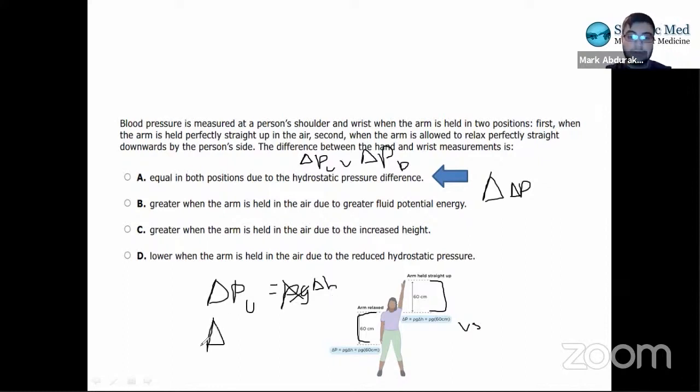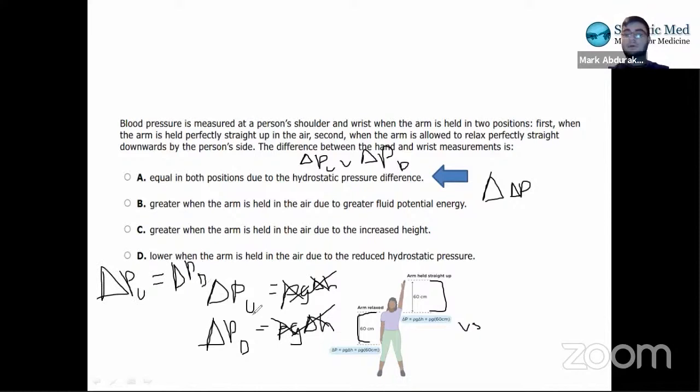So delta P D, which is when your hand is down, is also equal to rho, which we mentioned. Rho is the same no matter what. G, again, always the same. And delta H is just the length of your arm. Again, length of your arm doesn't change if you're doing this or if you're doing this. So the delta H's are the same. So we can just cancel that out too. And you're just left with delta P when your arm is going up is the same as delta P when your arm is going down, right? It's that simple.